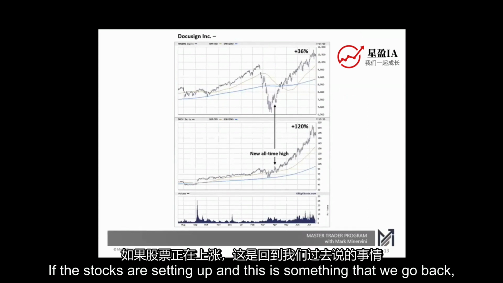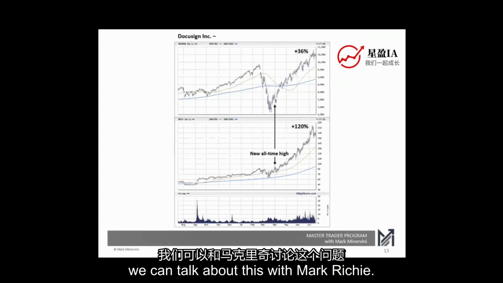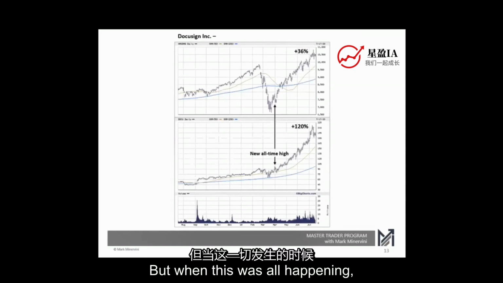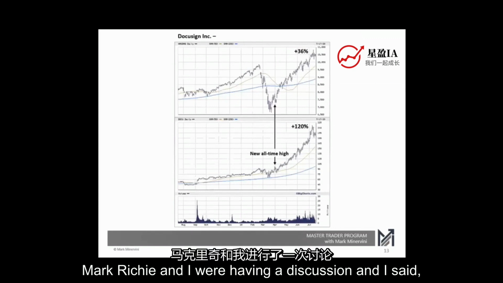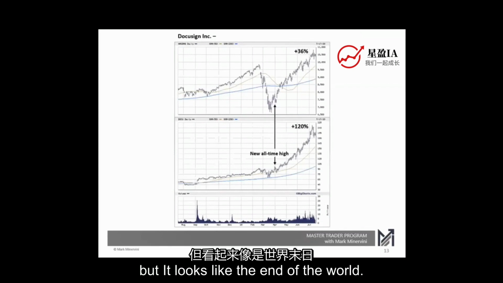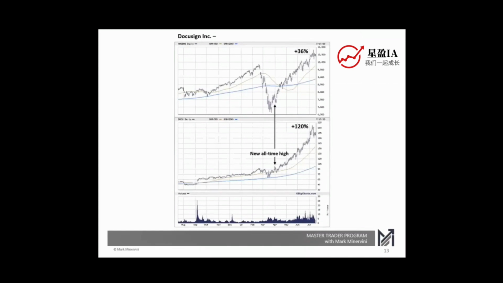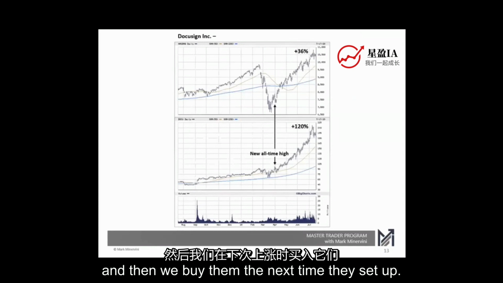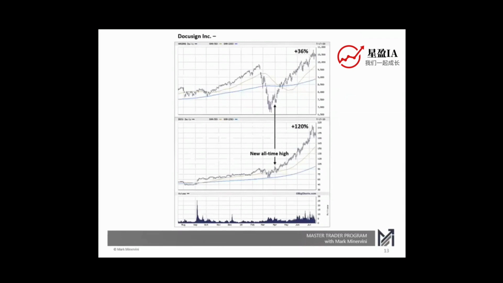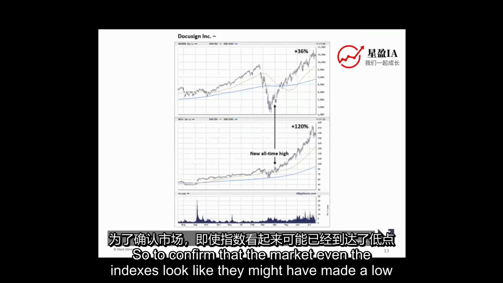So if the stocks are setting up, and this is something we can talk about with Mark Ritchie later when Mark Ritchie is here. But when this was all happening, Mark Ritchie and I were having a discussion, and he's like, "What do we do here? The stocks are setting up, but it looks like the end of the world." I said, "We buy them. They're setting up, they're breaking out. We buy stocks. If they stop us out, they stop us out. And then we buy them the next time they set up. But we got to buy something here because the stocks are setting up." And we got a follow through day, to confirm that even the indexes look like they might have made a low.